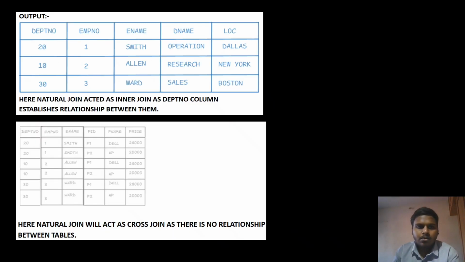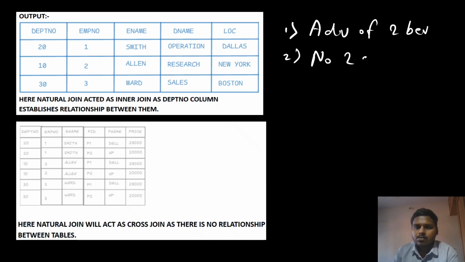You can see the output: 20, 10, 30 matching records, and here all the possible combinations are cross join. Now, one advantage, why we need to use natural join: there is no two syntax, only one syntax is there. And very important, no ambiguity error.